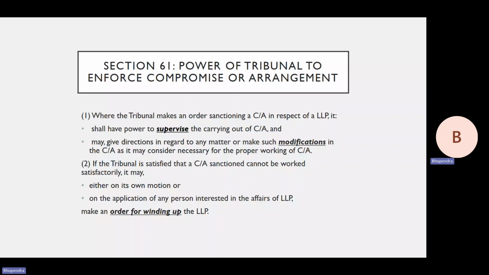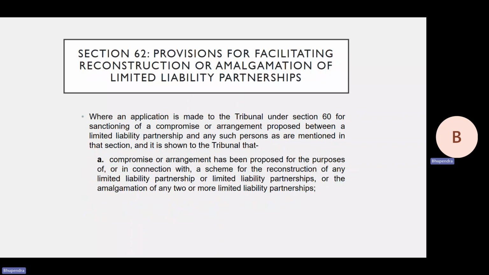Section 62. Provisions for facilitating reconstruction and amalgamation of LLPs. Provision for sanctioning of a compromise or arrangement proposed between a limited liability partnership and such persons as mentioned in that section. कौन से पर्सन थे? अपने एलएलपी, क्रेडिटर, लिक्विडेटर और पार्टनर. A compromise or arrangement has been proposed for the purpose of, or in connection with, a scheme for the reconstruction of any LLP or LLPs or the amalgamation of any two or more LLPs.